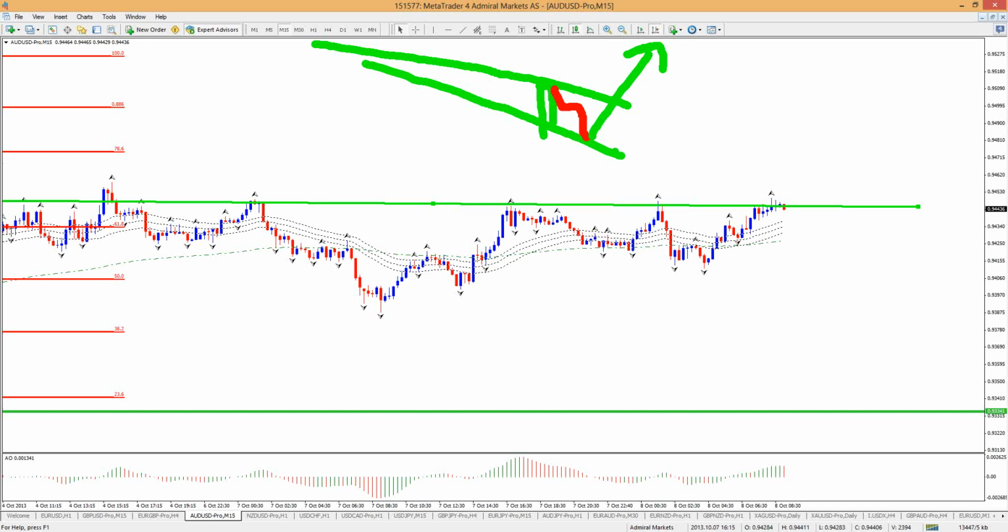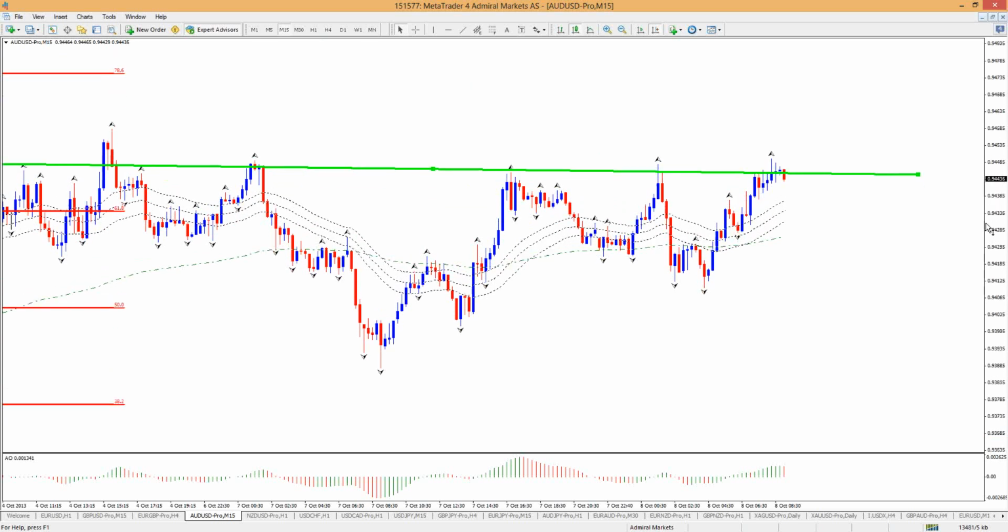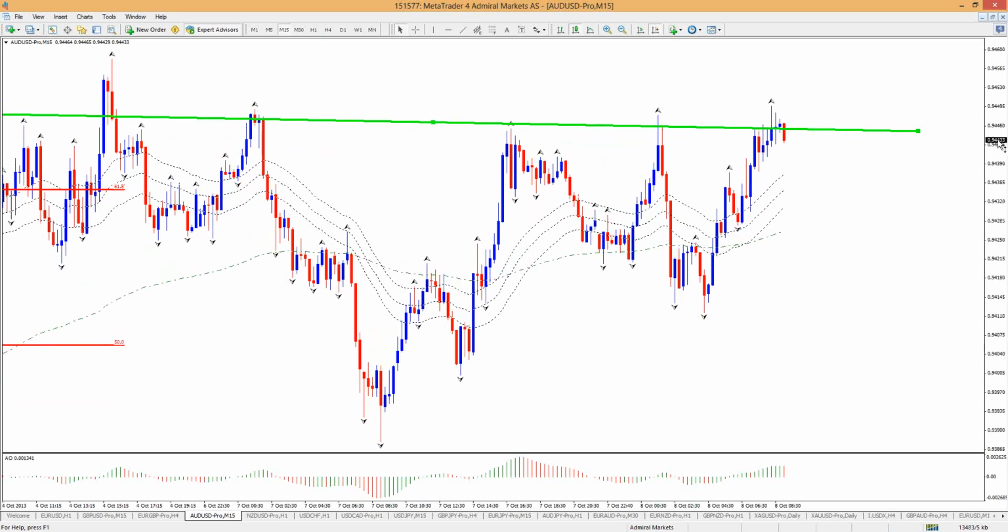So these are my rules for the breakout trading. And as you know, it's my absolute favorite.